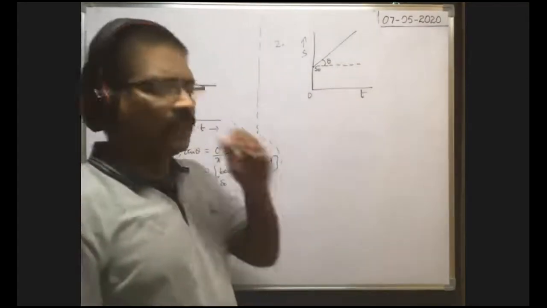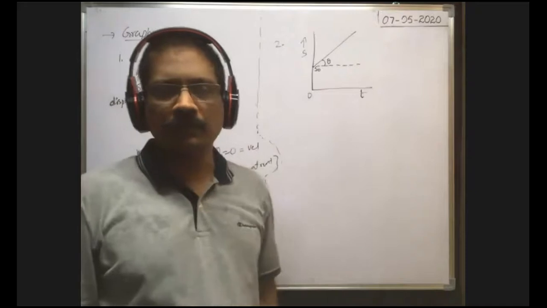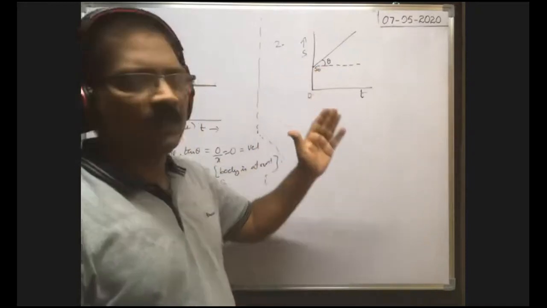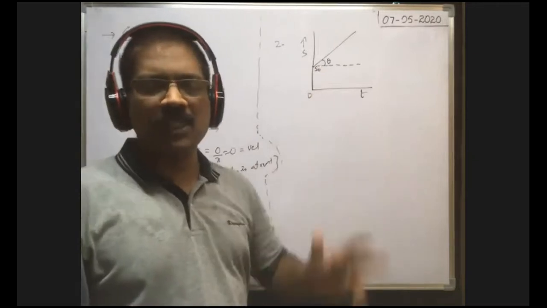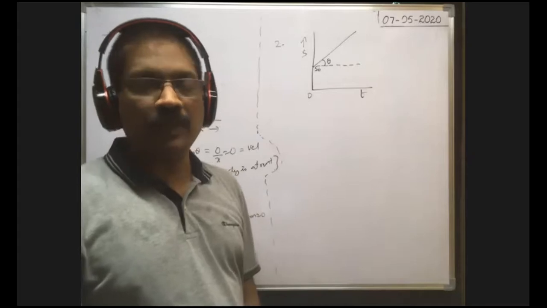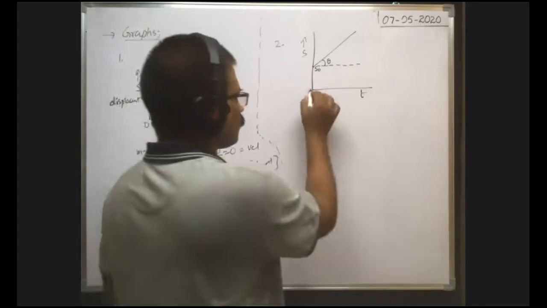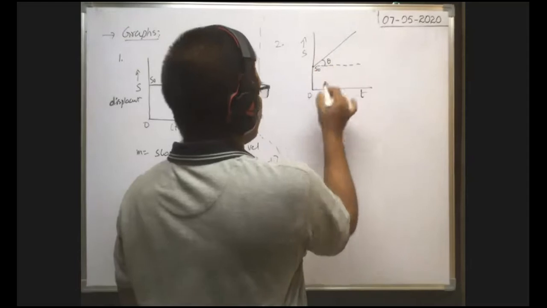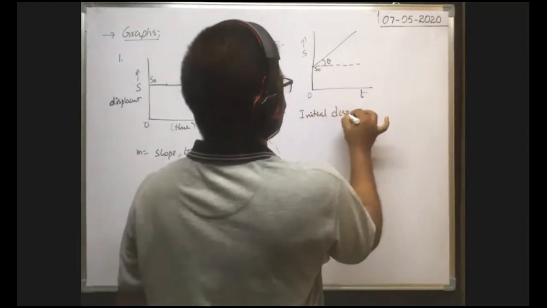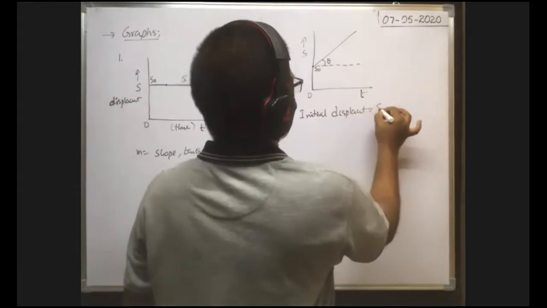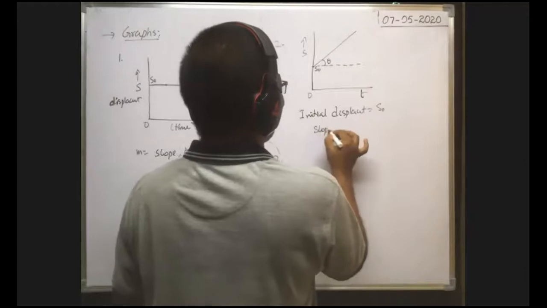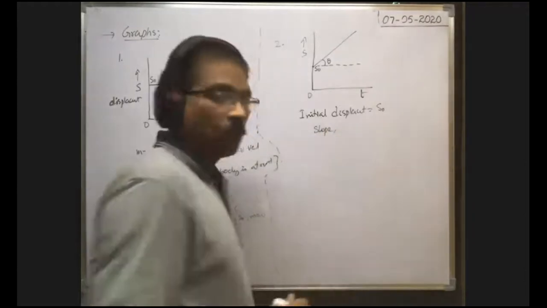Now, what does it represent? What about the initial displacement of the body? Does the body possess initial displacement or not? The initial displacement is s naught, because at t equal to 0, the displacement is s naught, no? That's why the initial displacement of the body is equal to s naught. Okay, next. Here, what about the slope? What does the slope of the straight line give?